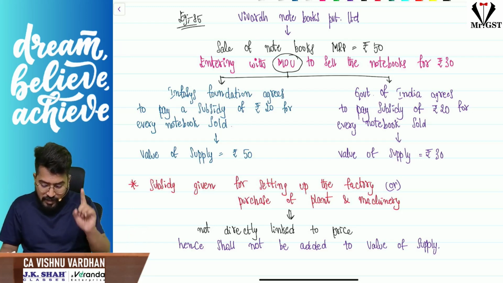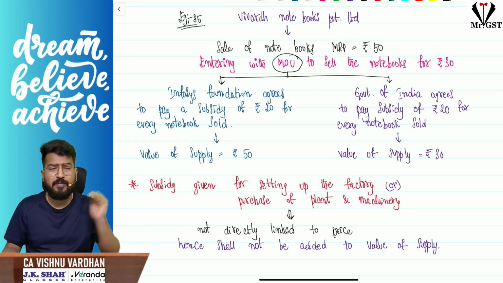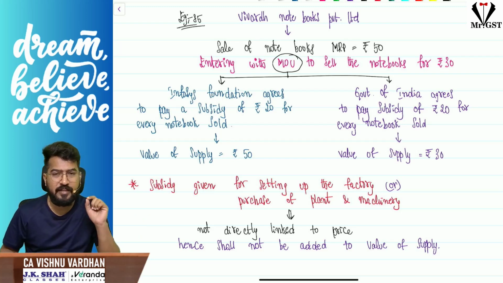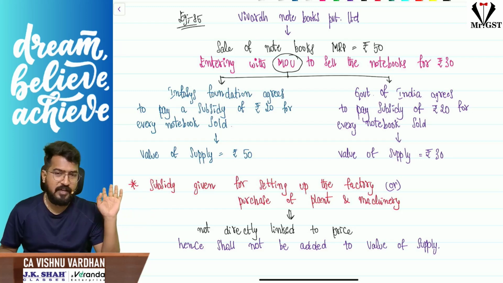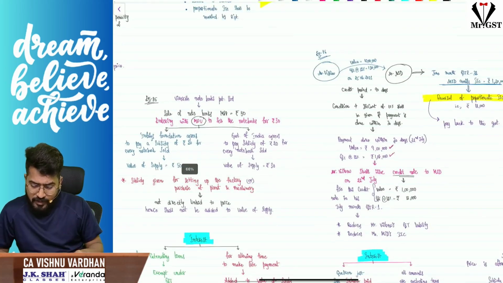Hope it is clear. And I repeat, subsidies given for buying plant and machinery, setting up the factory, or purchasing land will not have any direct link to the price. So those subsidies will not be considered while calculating the value of supply. Hope it is clear for you. Right, so that is the example.